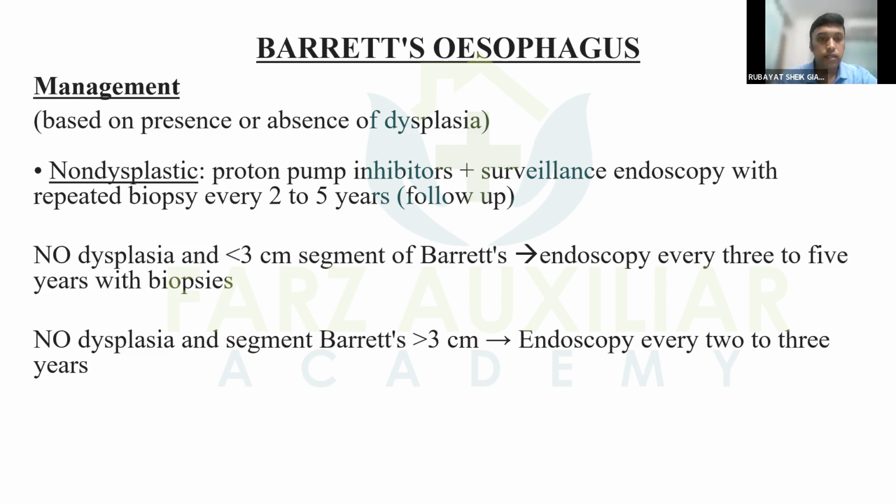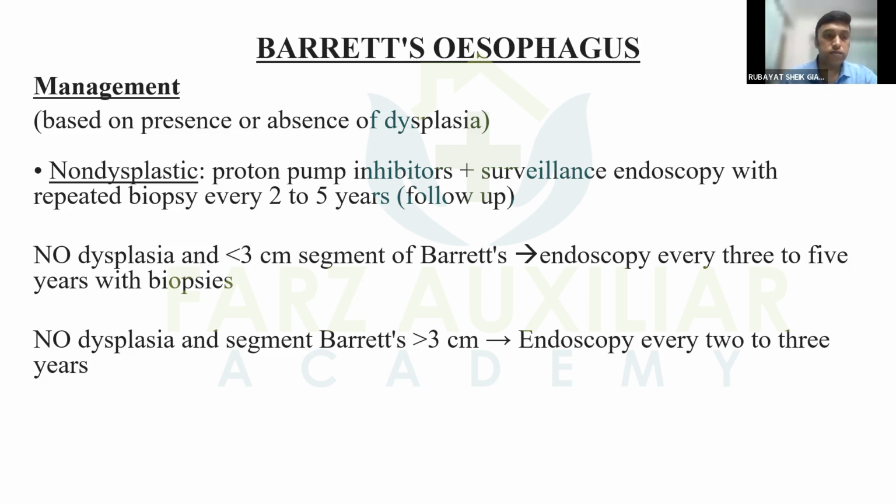High dose proton pump inhibitor and follow-up. If you want to know details of the follow-up, you can remember that you do endoscopy with biopsy every 2 to 5 years. If less than 3 centimeter segment involved, endoscopy is done every 3 to 5 years. If more than 3 centimeters. So this is if there is no dysplasia.